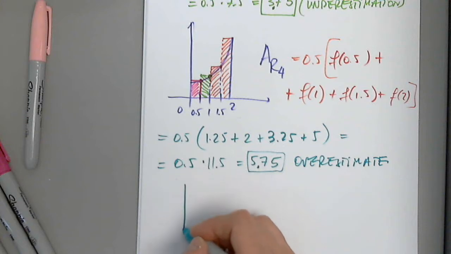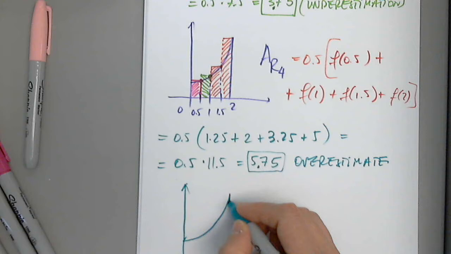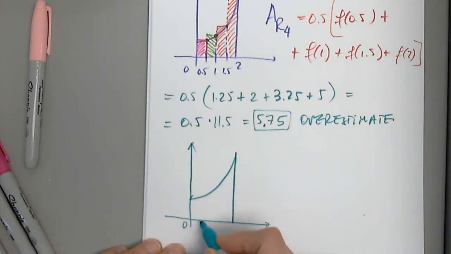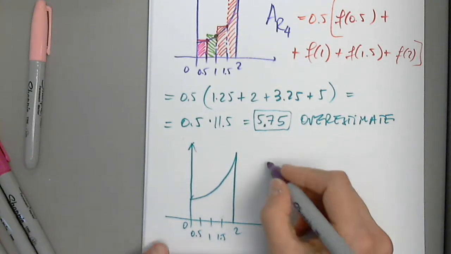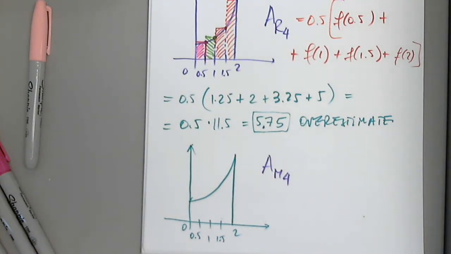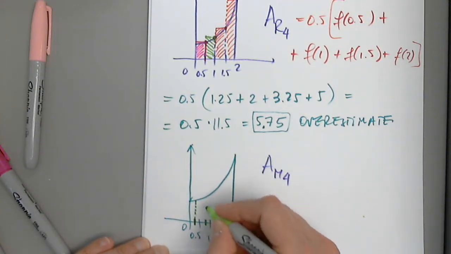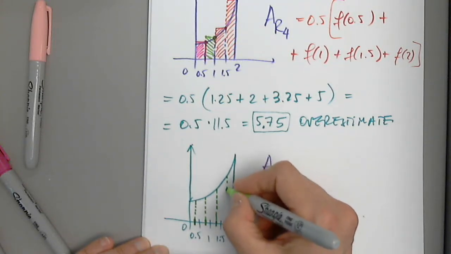Okay, now last time. Here's the graph. But now careful. We have 0, we have 0.5, we have 1, we have 1.5, and we have 2. But now we're talking about M4. So each subinterval gets a height right in the middle. So right here in the middle, I will have the height. Here in the middle, height. Here in the middle, height. Here in the middle, height.